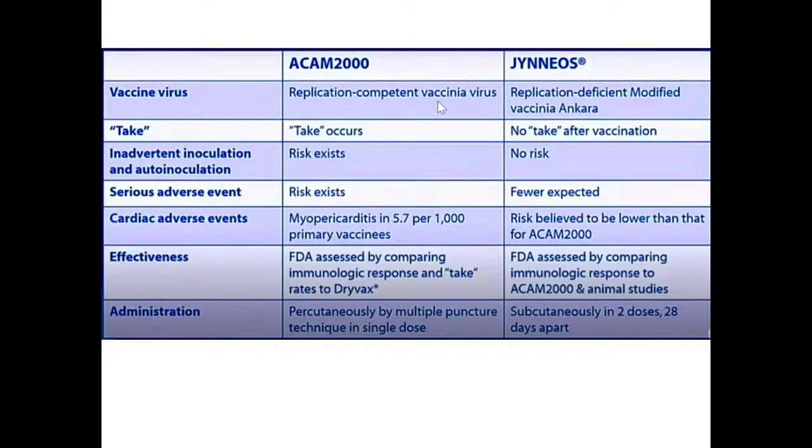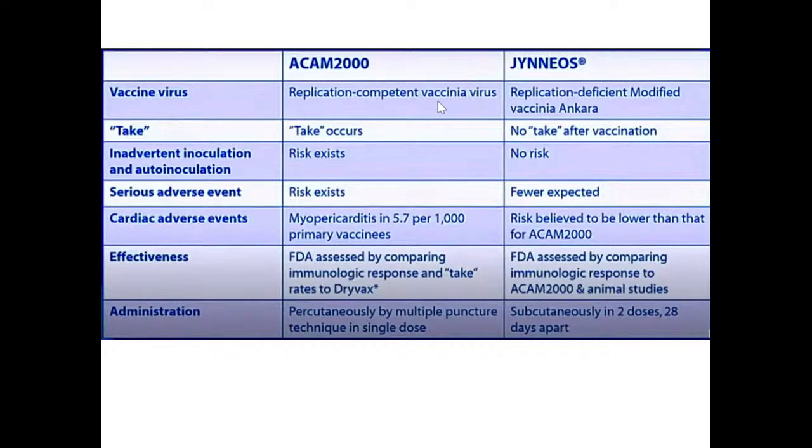Take occurs means that a vaccinated person can spread the virus. With the live Vaccinia, yes, you can spread the virus to contacts. But with replication incompetent virus, you cannot spread the virus. Yeah, this is the difference.